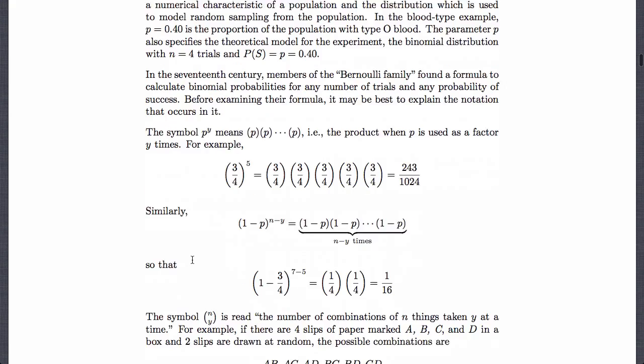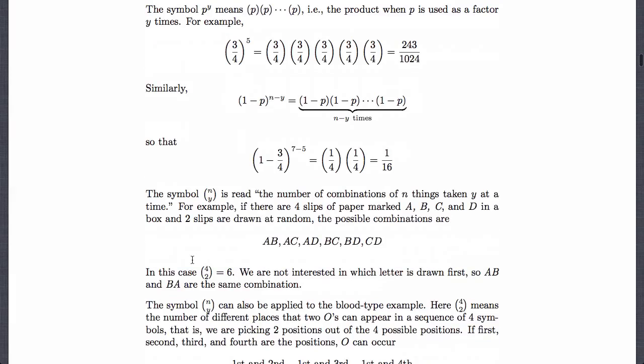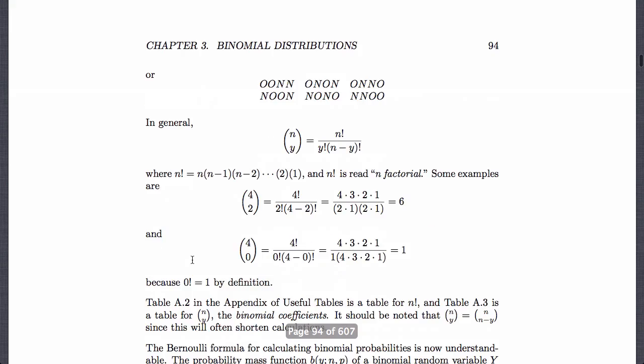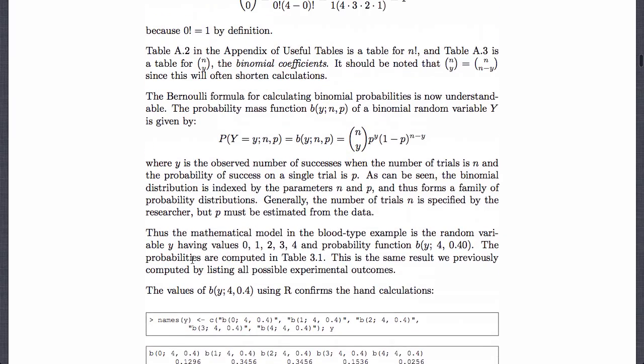So at any rate, this goes through some detail, but the bottom line is, someplace down here, is the formula for the binomial. If I have n trials and I want to know the probability of y successes, where y is 0, 1 up to n, then it's n things taken y at a time, p to the y, where p is the probability of success, times 1 minus p, the probability of failure, to the n minus y. That's the formula. Okay.